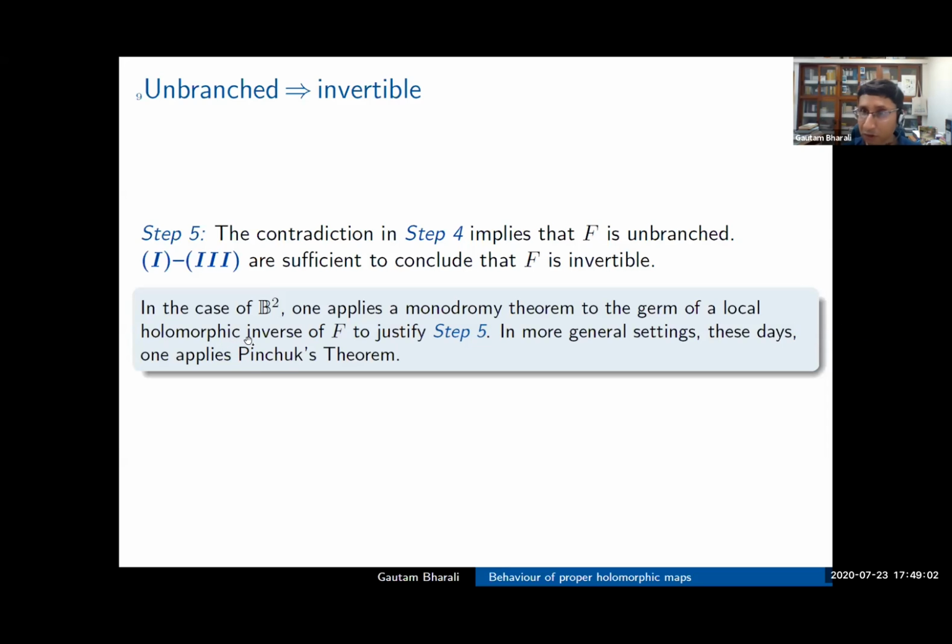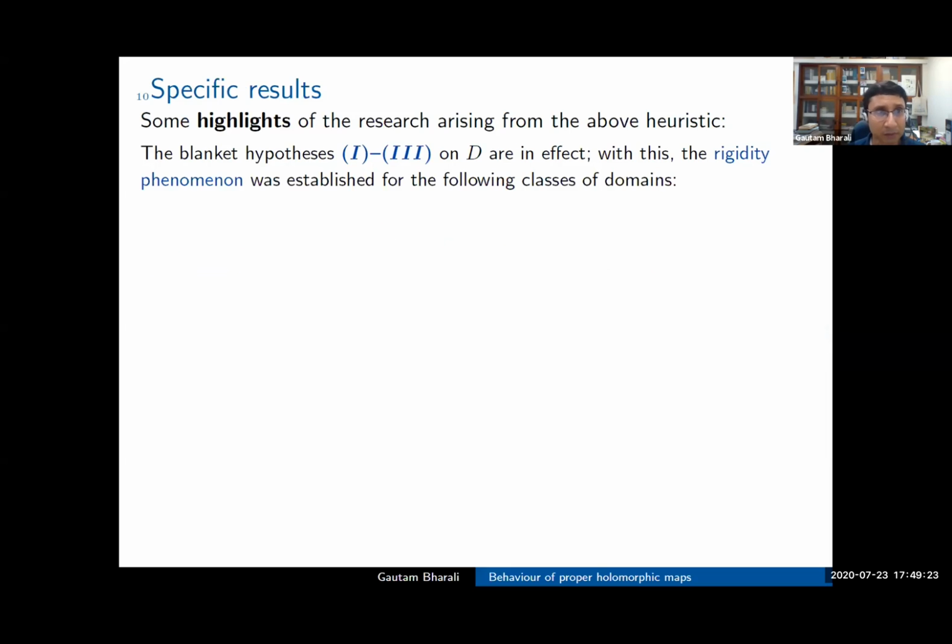So there is some sort of a monodromy principle. In the case of the ball in 2 dimensions, you just do this by bare hands. Where you cannot do it by bare hands, you use a general principle, which is Pinchuk's theorem, which would involve some amount of algebraic topology. Okay, so sorry about that. We just wouldn't have the time to get into the weeds of that result.